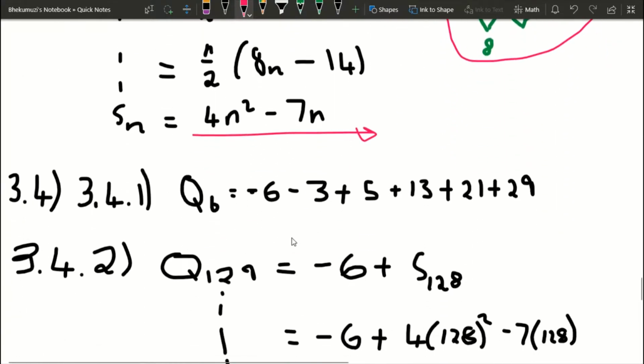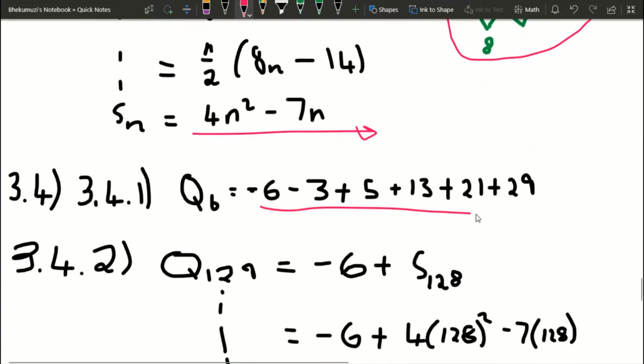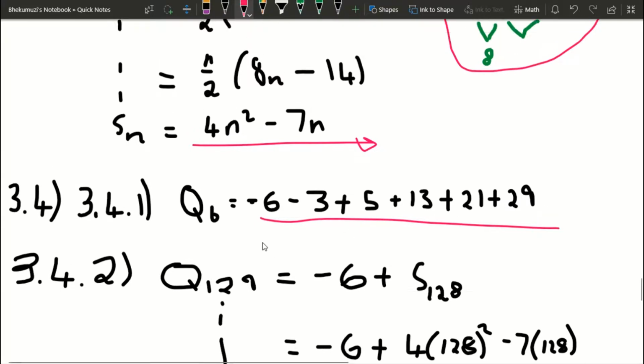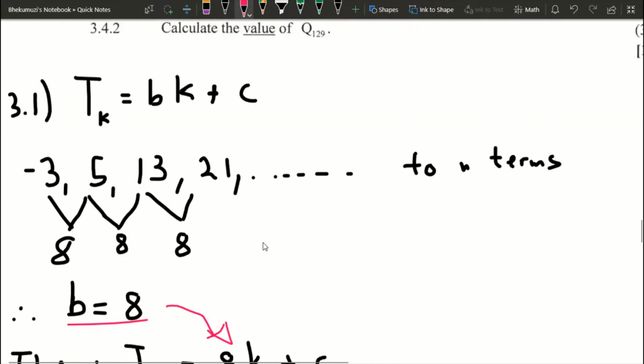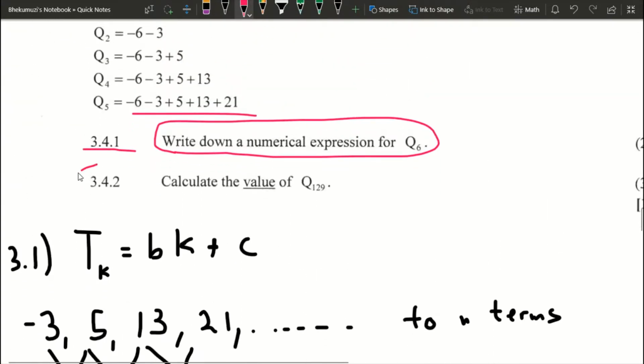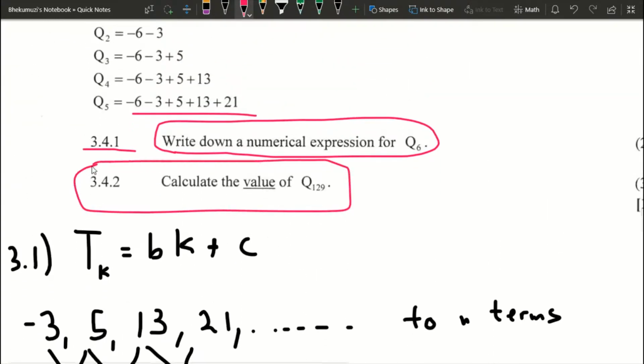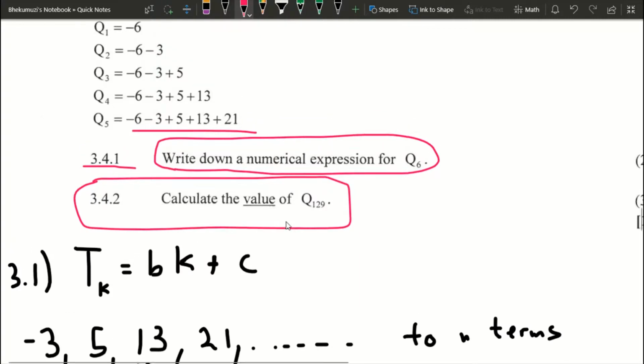So in actual fact, the expression that you write out is negative 6 minus 3 plus 5 plus 13 plus 21 plus 29. Okay, and now we look at the next question. So the next question here, this one here, it says calculate the value of Q129. Q129. How can we do Q129?